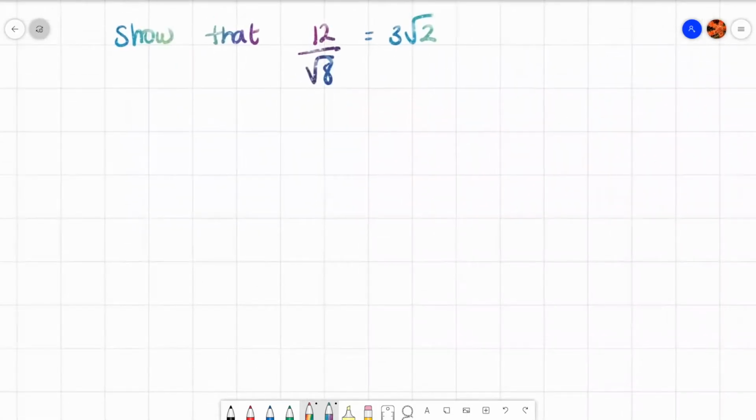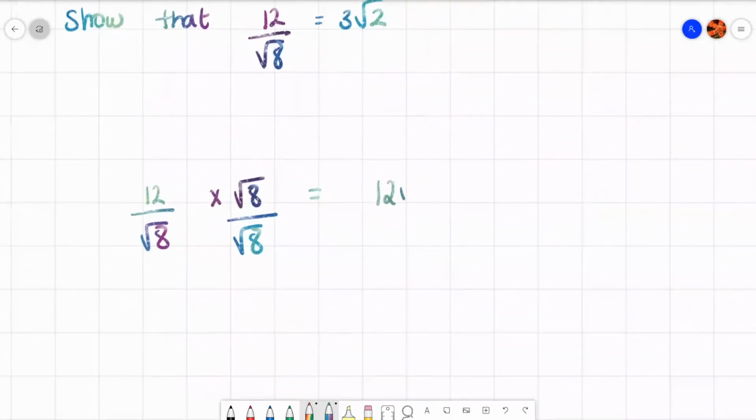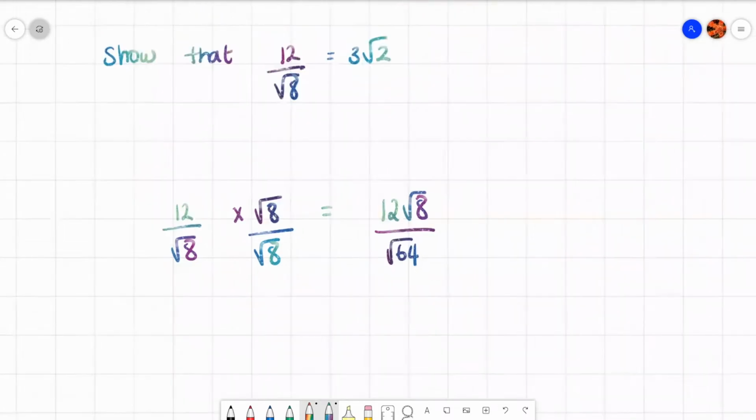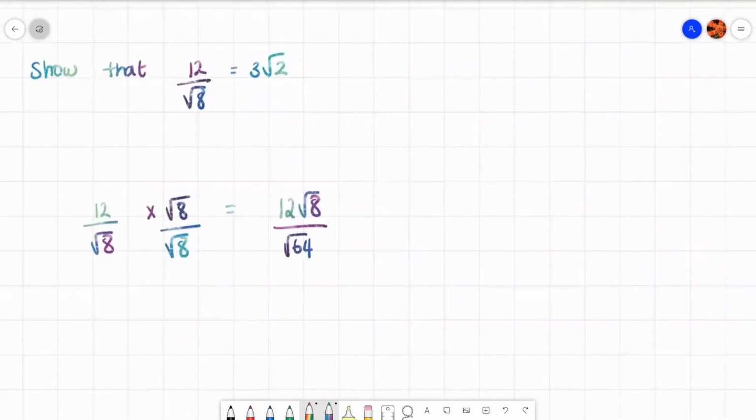So we've got 12 over root 8. So remember what we need to do. We want to get rid of root 8. There's no plus or minus with it. So it's quite straightforward. We're going to times top and bottom by square root 8. 12 times root 8 is just 12 root 8. And root 8 times root 8 is root 64. Right, just going to zoom out so you can see the original question at the same time.